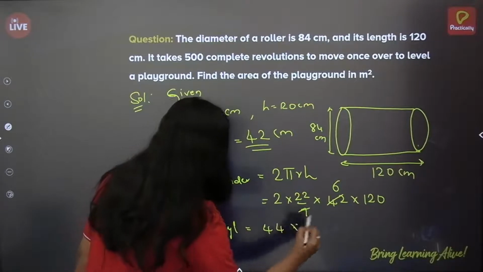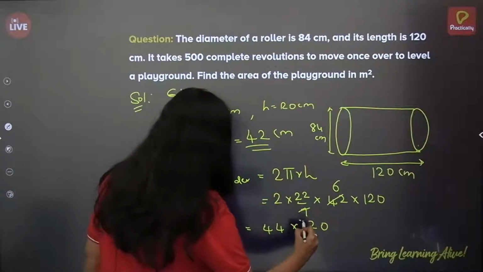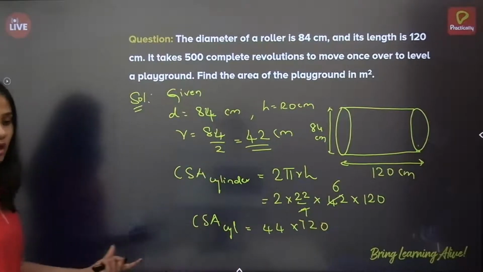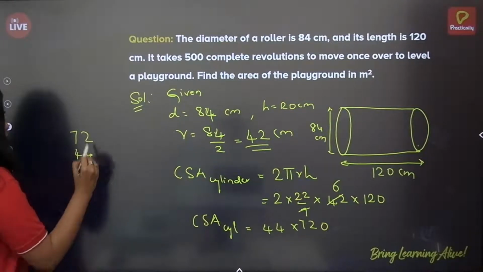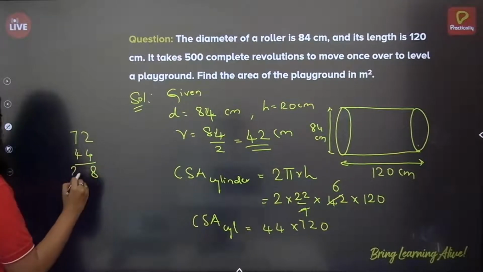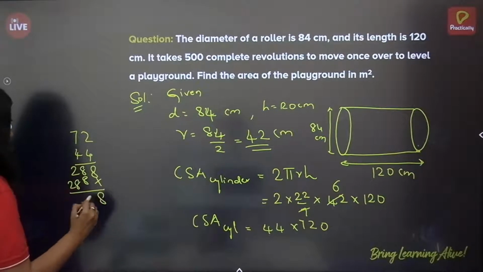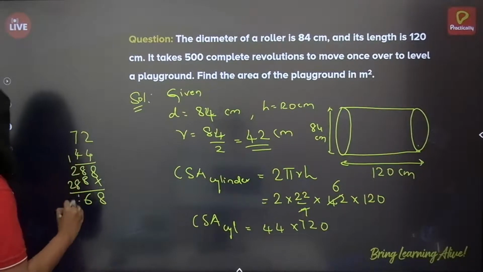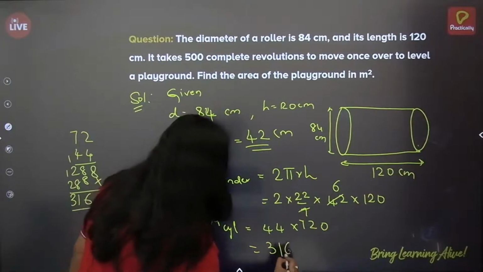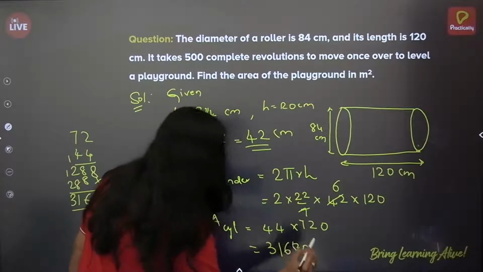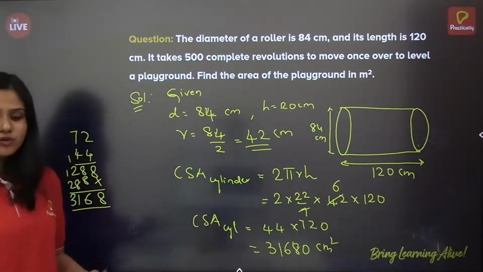44 into 6 zeros are 0, 6 twos are 12, 6 ones are 6, 720. So let us do 720 into 44. 4 twos are 8, 4 sevens are 28. Again 4 twos are 8, 4 sevens are 28. 8 plus 8, 16, 10, 11, 3168. So 3168 centimeter square. But is this all we have to find?